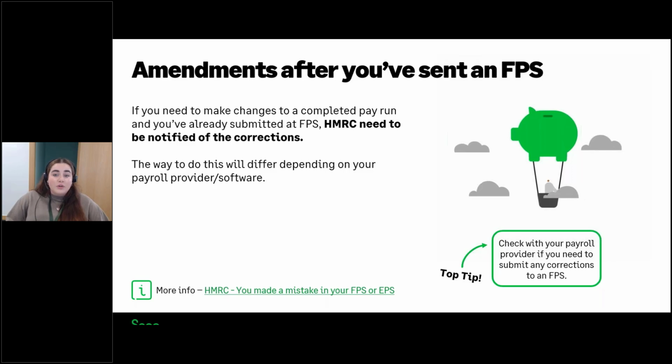We know that payroll doesn't go smoothly 100% of the time. There will be times where corrections are needed. So you might need to go back to correct something in a pay run that you have already completed, and that's normal. But what happens to the FPS in that situation?